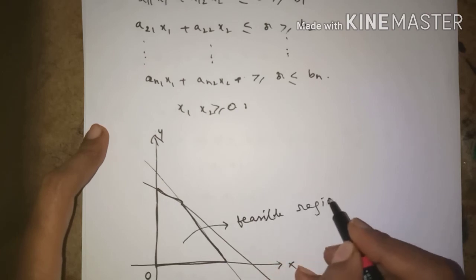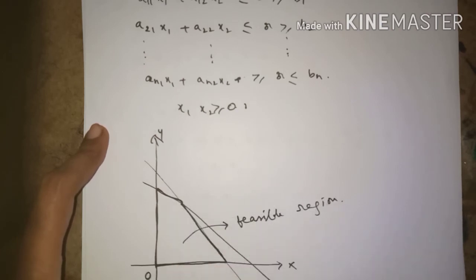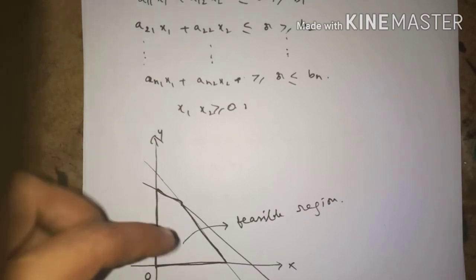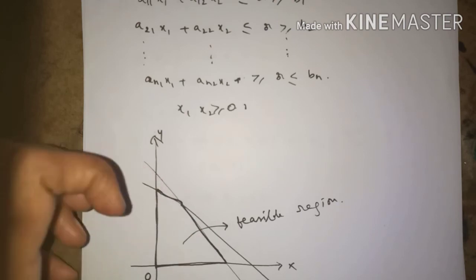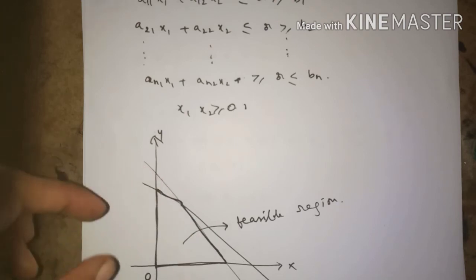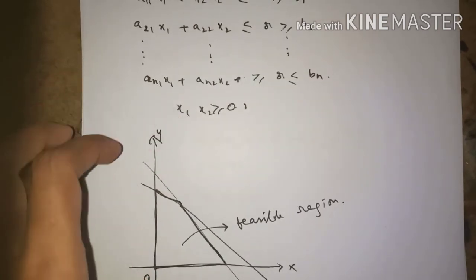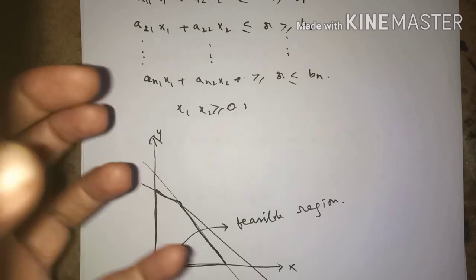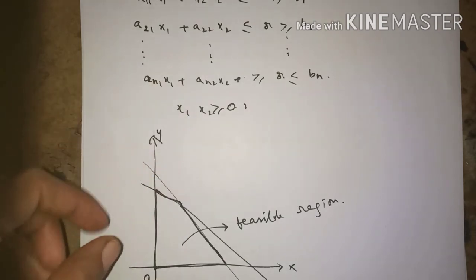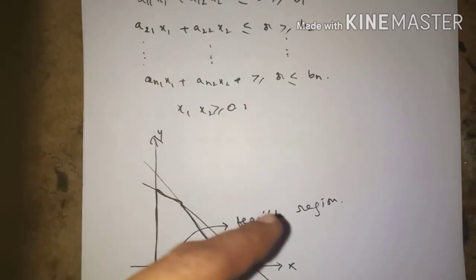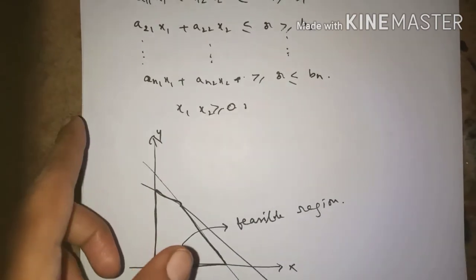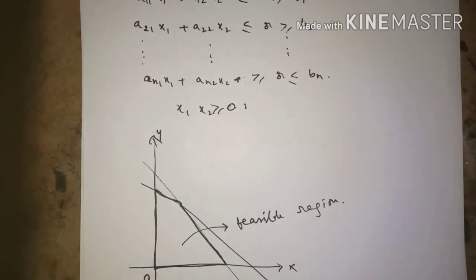This is the first constraint and this is the second constraint. The first constraint has the less than or equal to symbol, therefore whatever region we shade contains the origin. The second constraint also has the less than or equal to symbol, so the region we shade also contains the origin. If the symbol is greater than or equal to, we have to shade the region not containing the origin. This is the feasible region. Like this you have to draw.